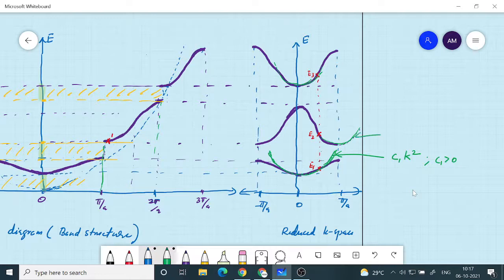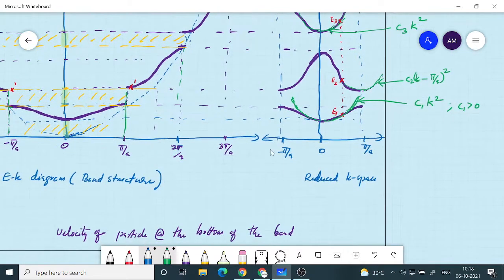So here it may be another constant C2 into, since this is centered around pi by a, k minus pi by a the whole square. And the third one, again considering the bottom of the parabola, I can write as C3 k square. So this way I can give the equation for the parabola.